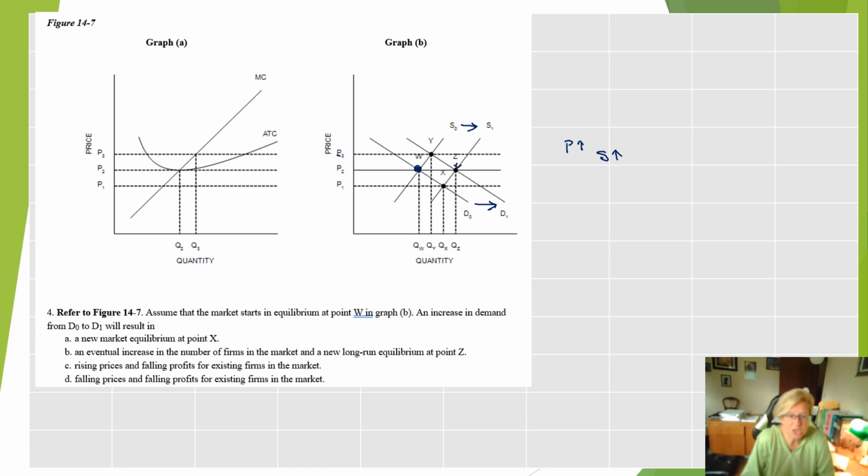So I want to think long term what's going to happen in this market. A new equilibrium at X? No. An eventual increase in the number of firms in the market and a new long-run equilibrium of Z? Yes, that sounds right. Rising prices and falling profits for existing firms? No, it does rise, but the profits will rise until new entrants come into the market. Falling prices and falling profits? No. So B here is our best answer.